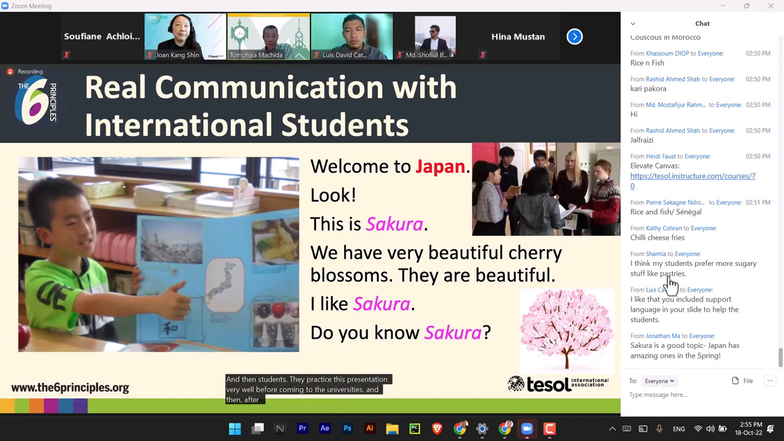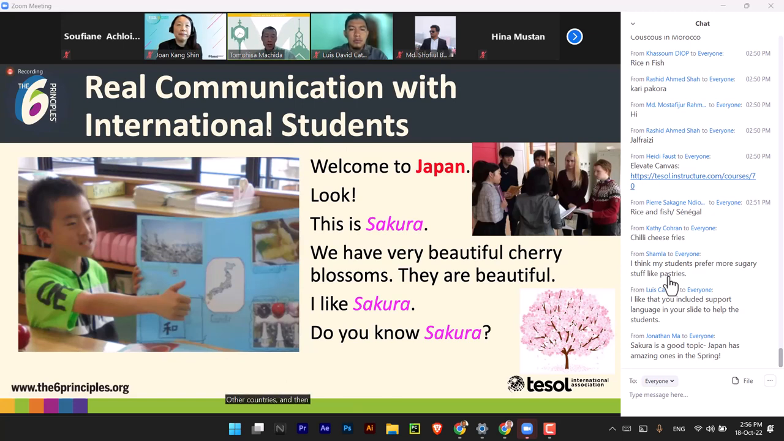And after coming to the university, students make groups with international students, maybe three to four international students and one elementary school student. On this day, students are very nervous, but they practiced very well. So Yoshi showed these posters to international students. In this case, Americans, and other students from Thailand, France, and also Slovenia, and other countries.